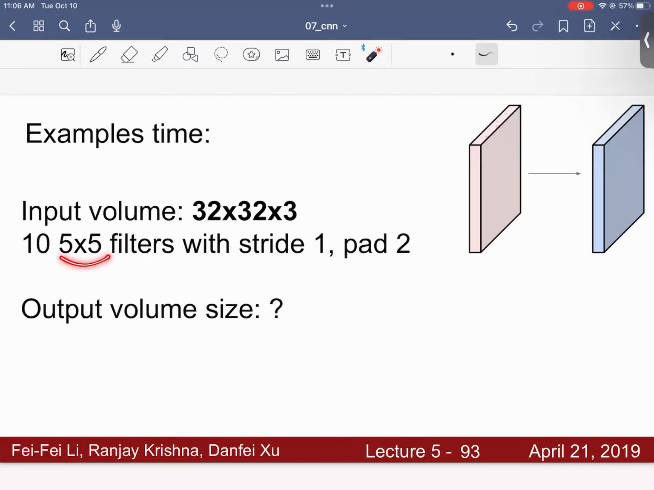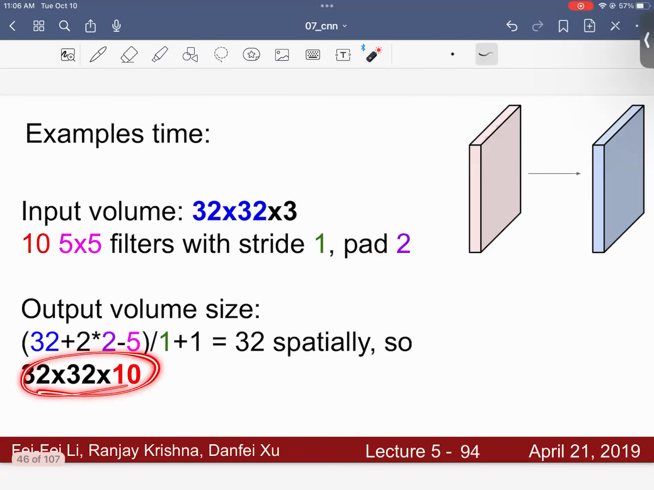Which would be, you're using 5 by 5 with pad 2, so your dimensionality will be preserved, and you're using 10 filters, so the output size will be 32 by 32 by 10, right? So yep, 32 by 32 by 10.